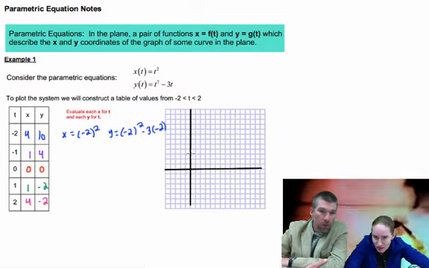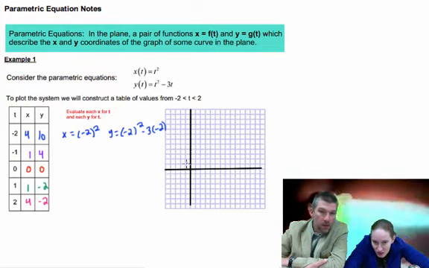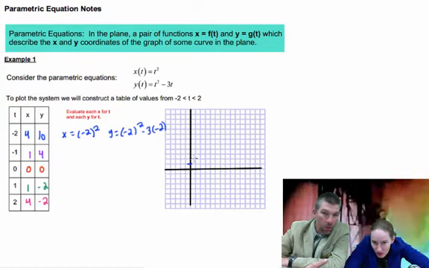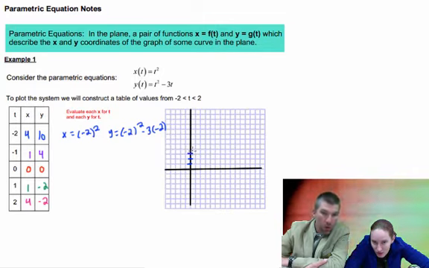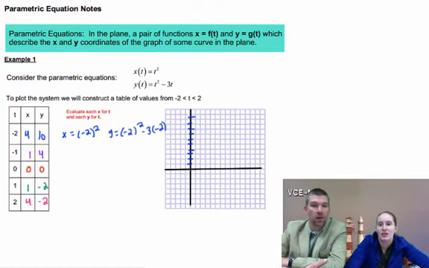1, 2, 3, 4, 5. Start again, I lost track. 1, 2, 3, 4, 5, 6, 7, 8, 9, 10. I did make it that far.